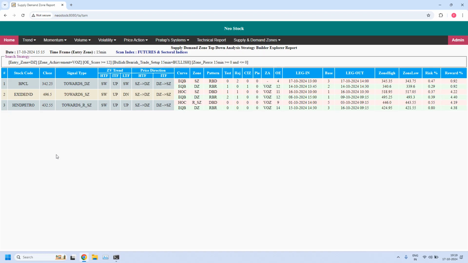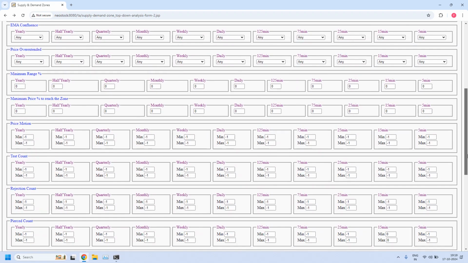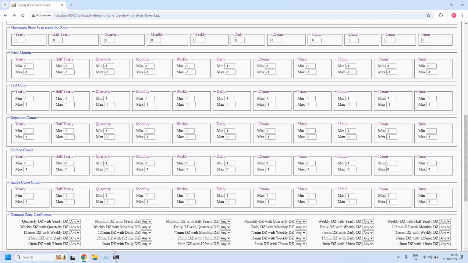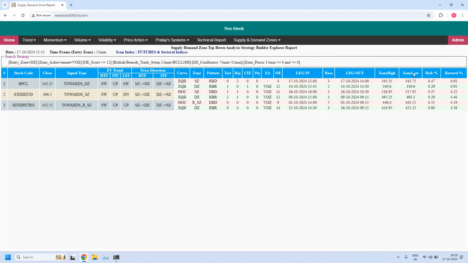Three stocks are filtered. All these three stocks are supporting bullish trade setup for daily income trade. That is entry time frame 15 minutes. Okay, to check the high probability setup related stocks within these three stocks, let's verify ITF confluence, demand zone confluence. That is 15 minutes demand zone with 75 minutes demand zone confluence filter I enabled. So with this filter, let's verify how many stocks. All the three are having ITF confluence.